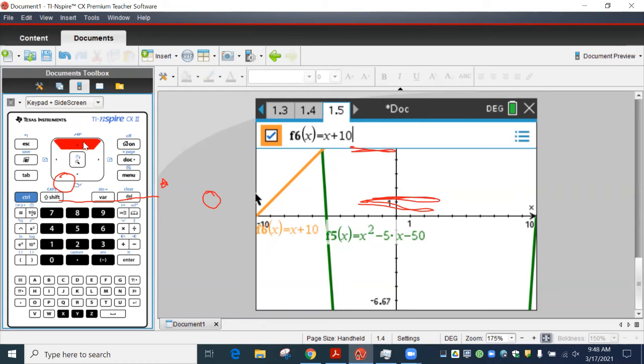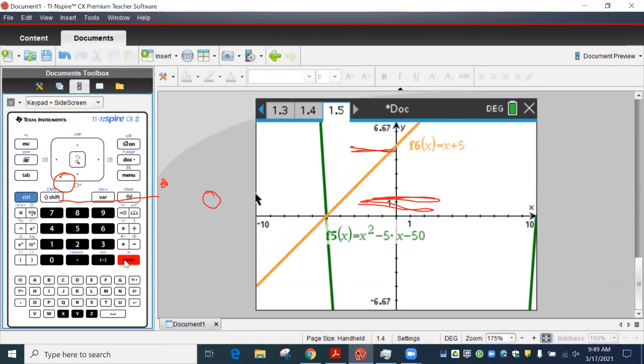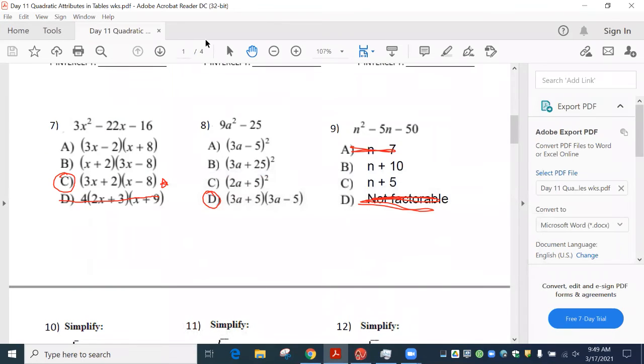So hit tab, go up. What was the other one? Was it x plus 5? Yeah. All right, so x plus 5. Okay, it touches one of these, they have the same solution right here. Okay, so if they both touch the x-axis at the same point, that's my answer right there. So the answer would be C.